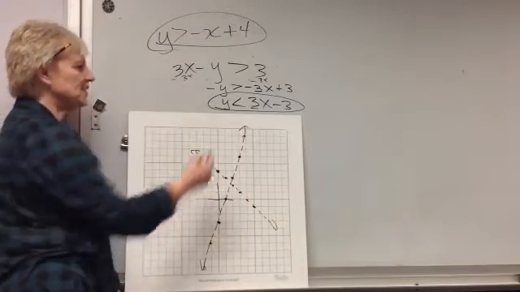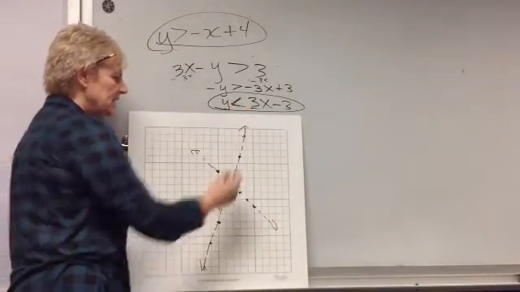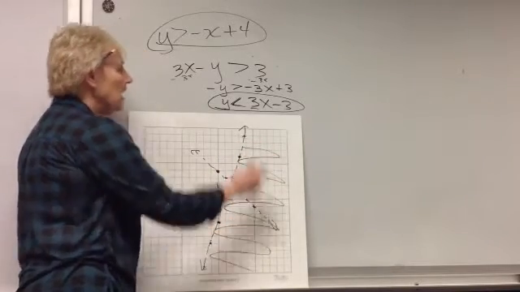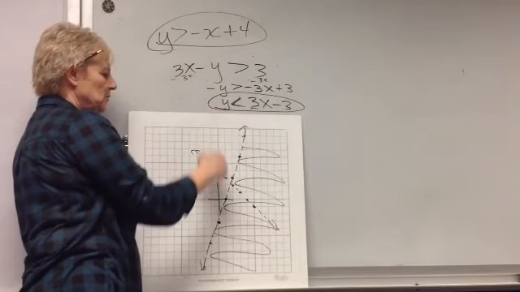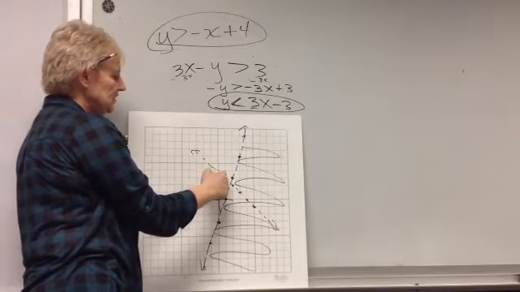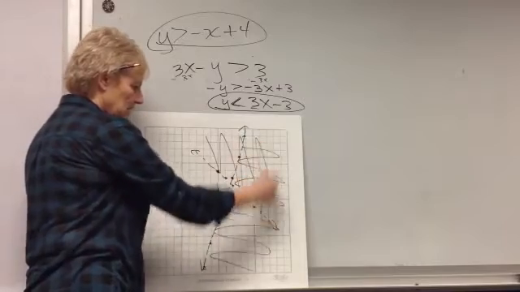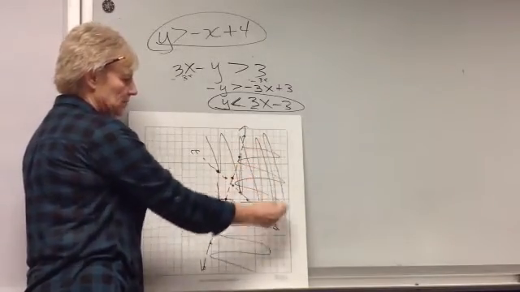Now let's shade these in. Less than is everything under. Greater than, which is this one, is, right? Yeah, everything above. So there's where they overlap.